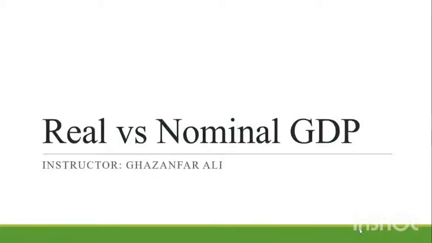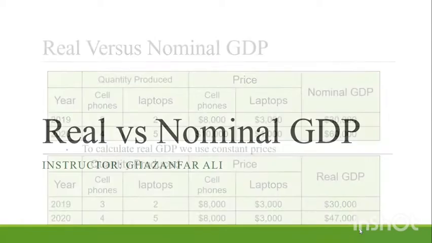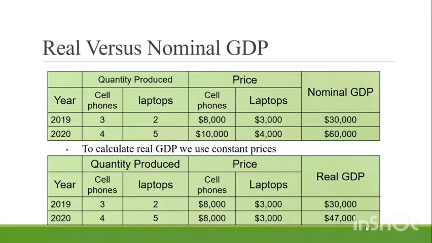Today our topic is real versus nominal GDP. A difference between nominal GDP and real GDP arises only because of changes in prices. In the nominal GDP, the price level keeps on changing, while in the real GDP, the price is kept constant and GDP increases only because of a change in the real level of output or production. This difference can be explained with the help of the following table.